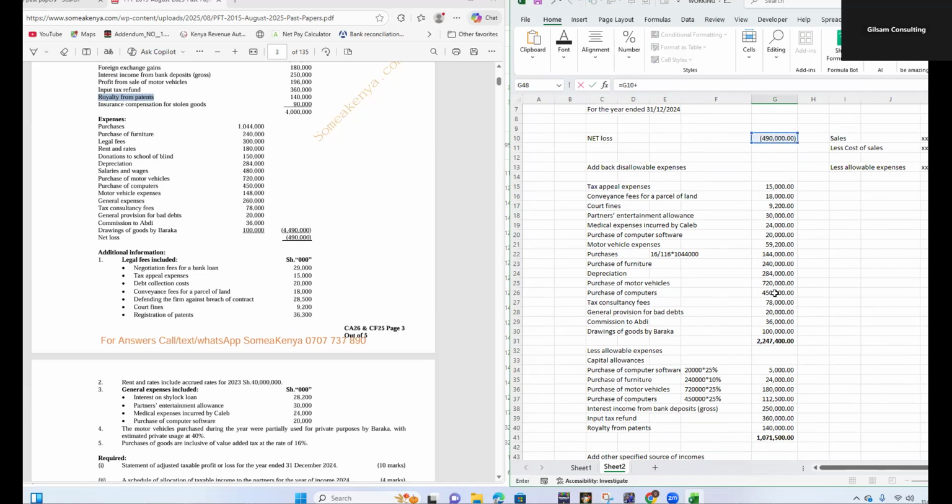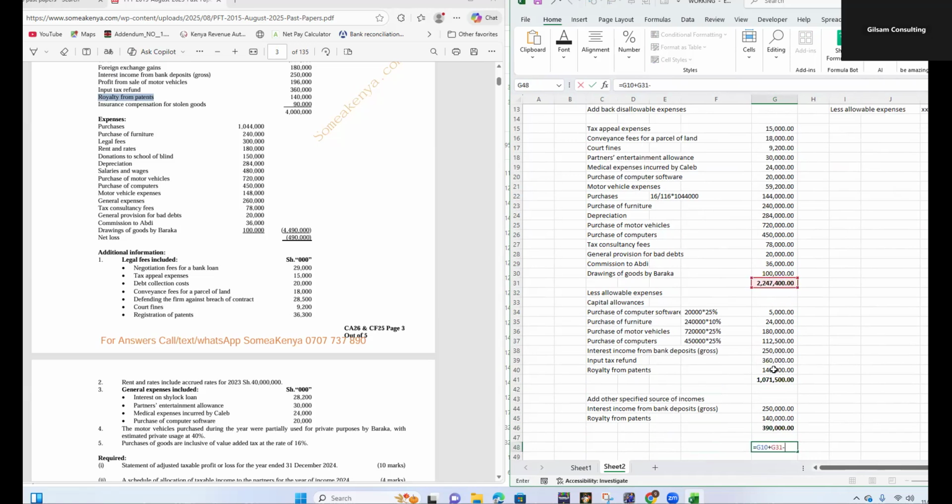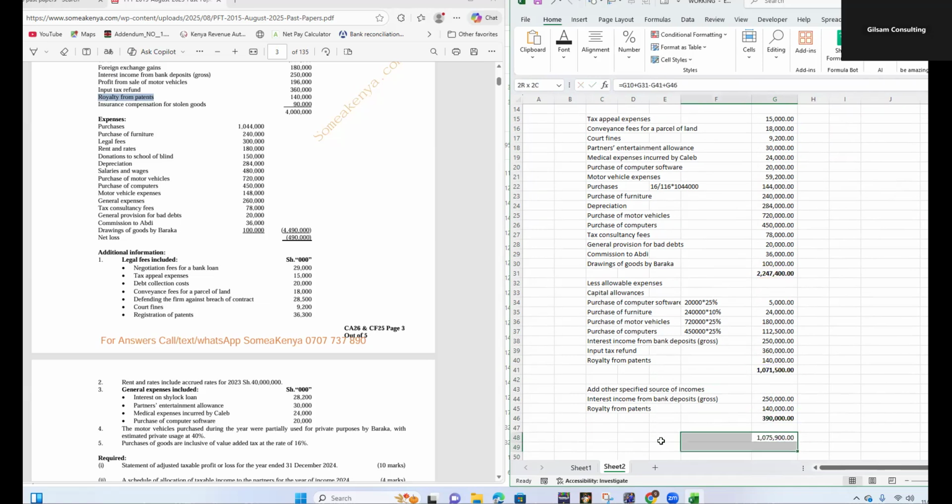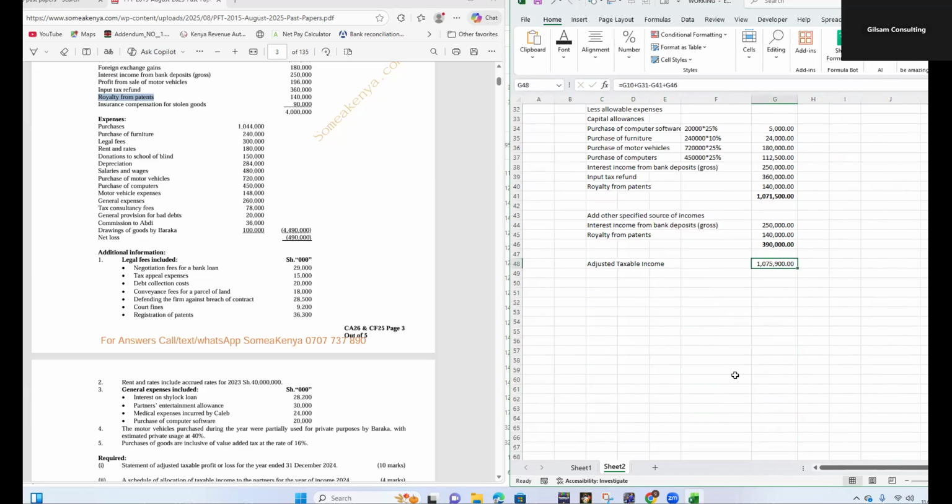So 90 plus 2 million minus 1 million plus 390. So this is adjusted taxable income. Just scroll down on your Excel. So the set up for income is that. I need to get 25.